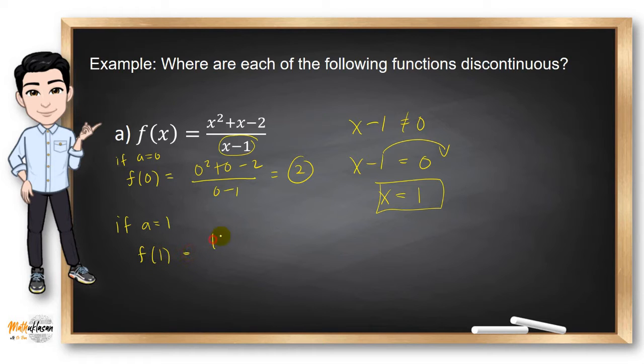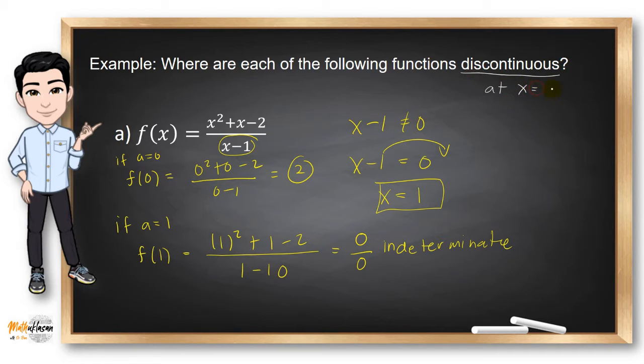F of 1. Kung mapapansin ninyo, ayan. Okay. Hindi define yung function natin. Kasi, 1 squared is 1 plus 1, 2 minus 2 is 0. So, we have 0 over 0 or indeterminate. And because of this, we can now say that this function f of x is discontinuous at x equals 1.